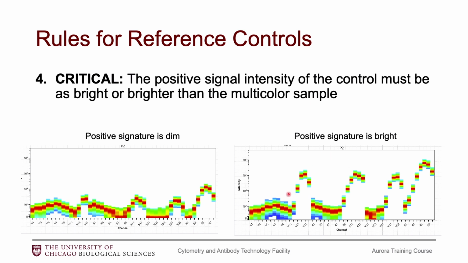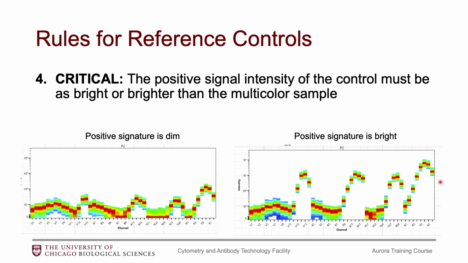So this signature on the right here is about the brightest you would ever want one of your reference controls to be. The peak detector here, the intensity in that detector is at about 10 to the 6. So that's about the brightest you would ever want any control in your experiment to be.